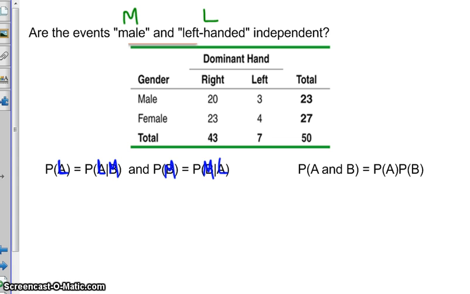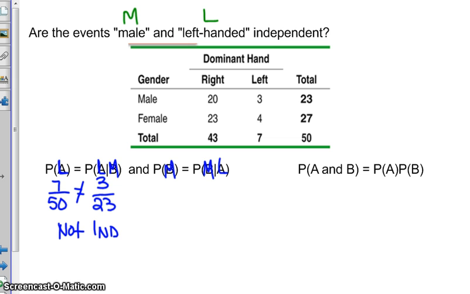The probability somebody's a left-hander is 7 out of 50. The probability they're left-handed given they're a male: now, given they're male, I'm only dealing with those 23 people, and of those 23, 3 of them are left-handed. So right there, we know that those two aren't equal, so not independent. We looked at the other situation, which we don't have to do because we already showed that it didn't work.